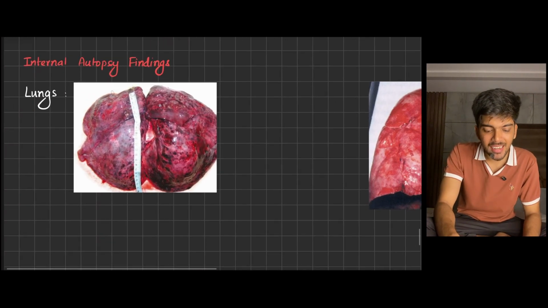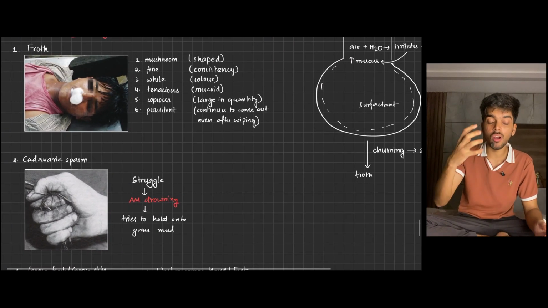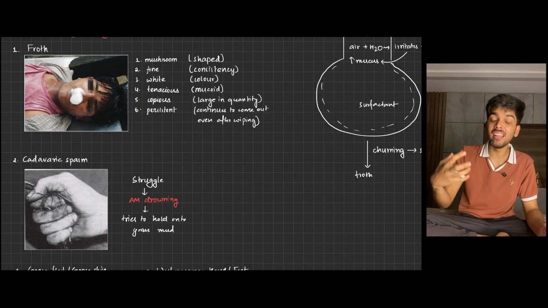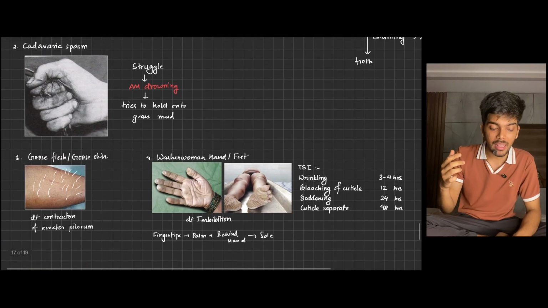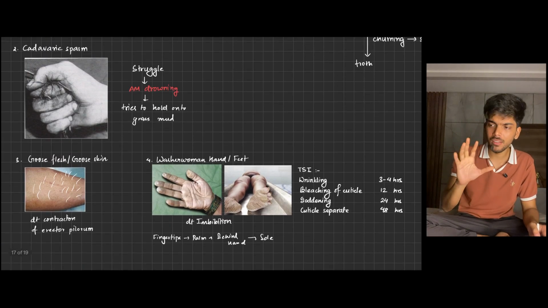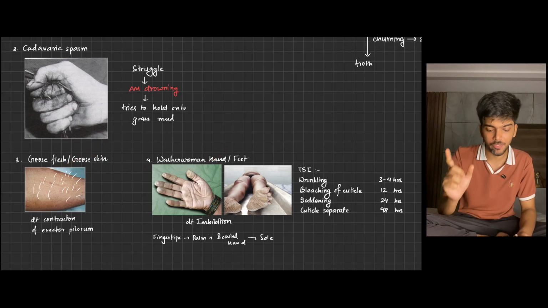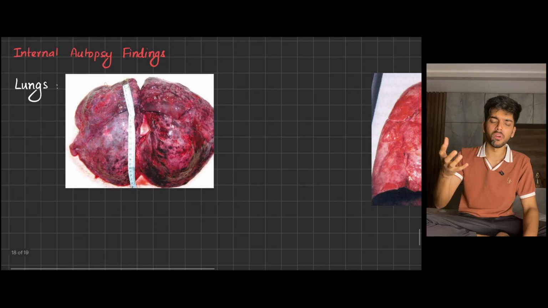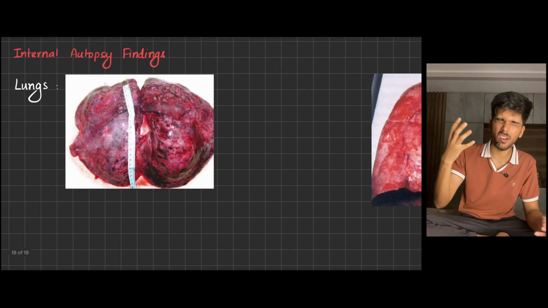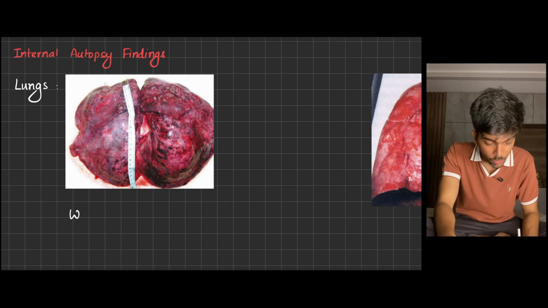Okay, then the internal autopsy finding. So in external autopsy finding, we saw signs of struggle, the external signs of struggle that indicate ante-mortem drowning. Those were froth and cadaveric spasm. And then we saw non-specific signs like goose flesh or goose skin and washerwoman hand/feet. Internal autopsy finding, obviously you are going to go ahead and examine the lung, the most important organ to be examined during drowning. Now let's say this person went through wet drowning, right?